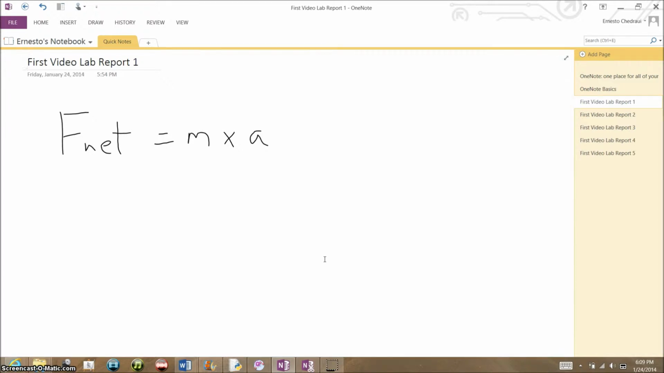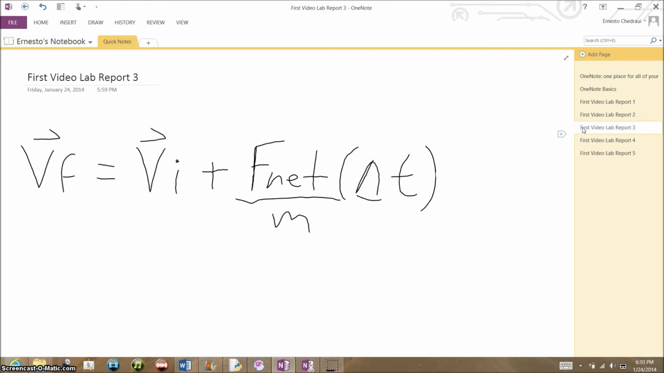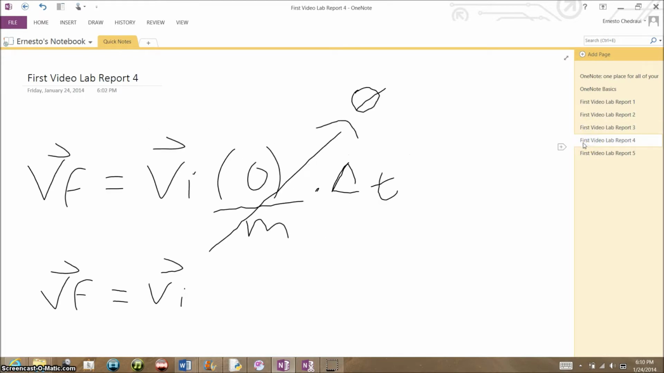If we now take our adapted form of Newton's second law and insert 0 for the net force, we can see that the final velocity is equal to the initial velocity plus 0, constant velocity. This is the initial equation from Newton's second law. This is the adapted equation for Newton's second law. And this is constant velocity. Final velocity equals initial velocity. The question now is, how do we calculate the initial velocity of the pool ball?